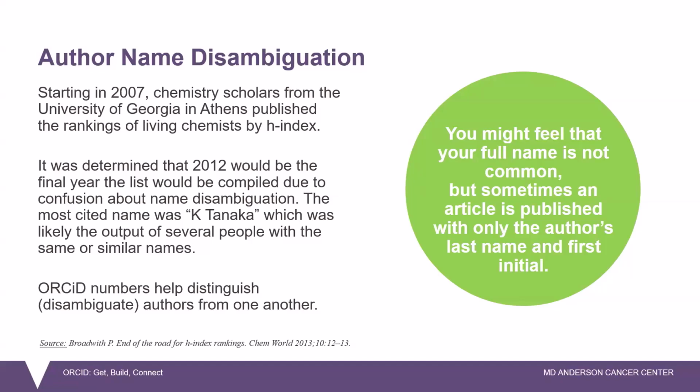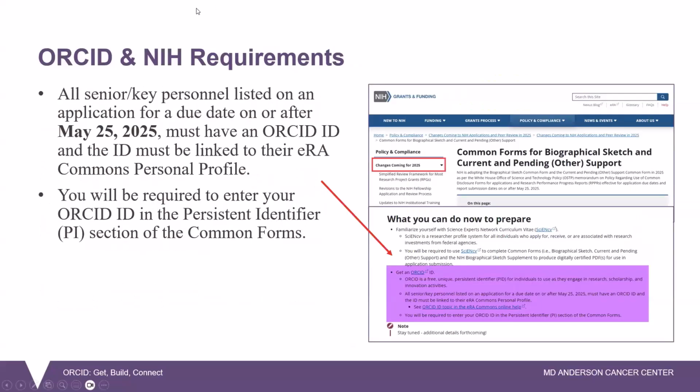But even if you feel like the name you're working with isn't very common, sometimes the journal won't list the full name when they publish. It'll be the last name and the first initial. So it doesn't have to be the entire name that is the same as somebody else's to necessitate getting an ORCID number. If you are just using the last name and first initial, it's likely that somebody else is going to publish, possibly even in the same field. So next slide. Erwin's going to talk about this.